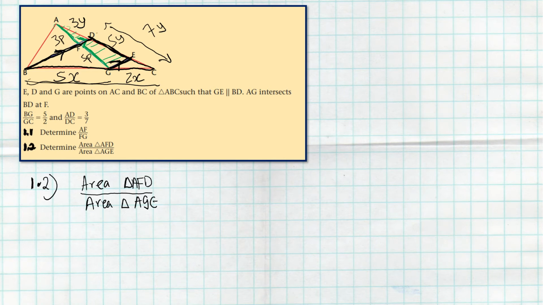Okay, let's now focus on 1.2. It is now saying determine the area of triangle AFD, that is the smaller triangle. Let me just highlight it there. I'll just color it with green there, just filling it with green. AFD over area of triangle AGE, that is like the bigger one, the AGE, this one. Okay, so they want the ratio of these two triangles.